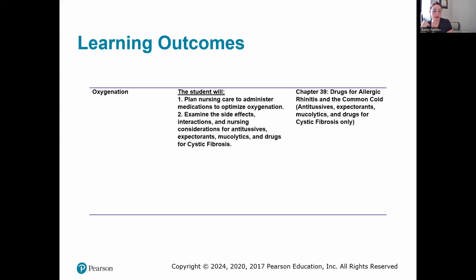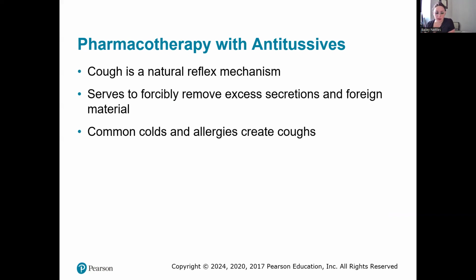Okay. Nothing else. We don't need any kind of the inhalers, anything like that. We're just focusing on these things. All right, so antitussives. What is an antitussive? Tussive is cough. So antitussives help you stop coughing.